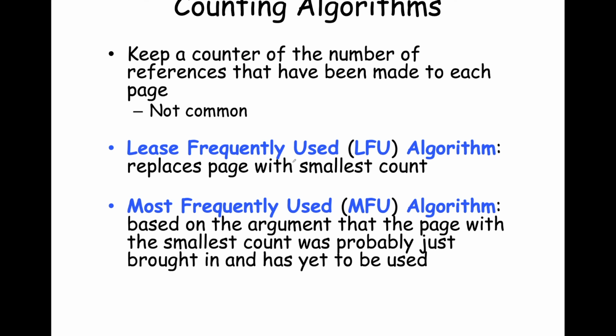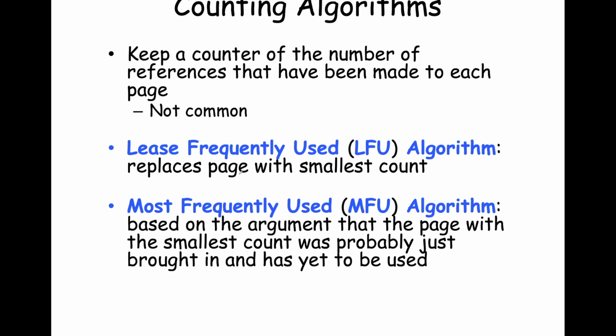Another approach is a so-called counting algorithm. You keep a counter of the number of references that you make to each page, and that's not as common. But with this, another approach is least frequently used. That says you replace a page that has the smallest count, and because it has the smallest count, it's not being referenced enough. And if it's not being referenced very much, then you're probably safe to select it as a victim to swap out.